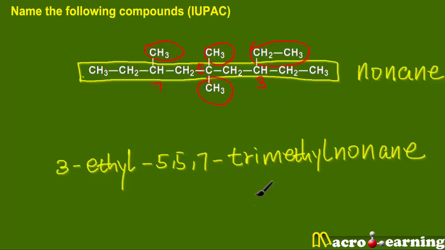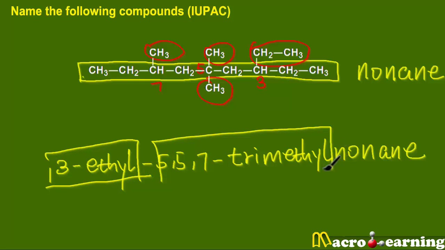Okay, so this is just, as you see, an example where the alphabetical order determines not only the order in which we write out the name, but it also determines the numbering for each substituent. Okay, hope you see the point here. Now the next one.